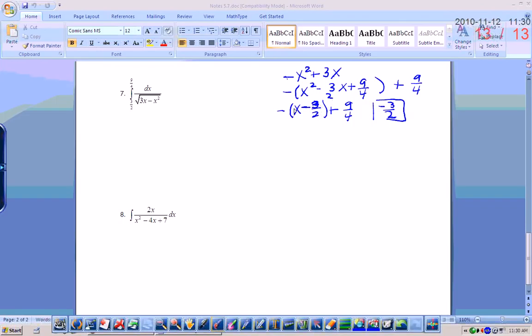Okay, so I've got a negative variable squared plus a constant squared. Does that fit one of my arc trig functions? And a square root is involved. Okay, arcsine. Would it be easier to maybe write it as 9/4 minus (x minus 3/2) squared? Because then I've got my a squared minus my u squared. Okay, so I'm integrating 1 over the square root of 9/4 minus (x minus 3/2), the quantity squared, dx, from something to something, 3/2 to 9/4.